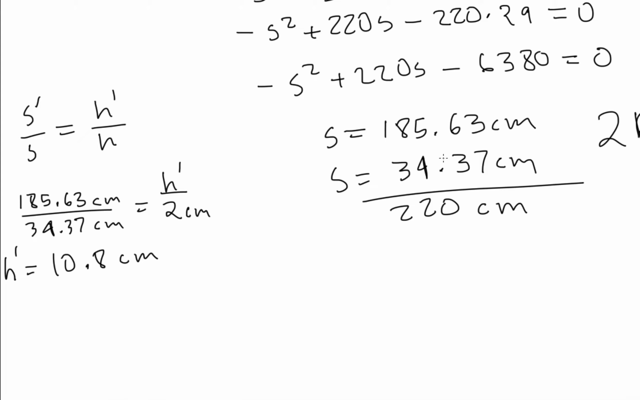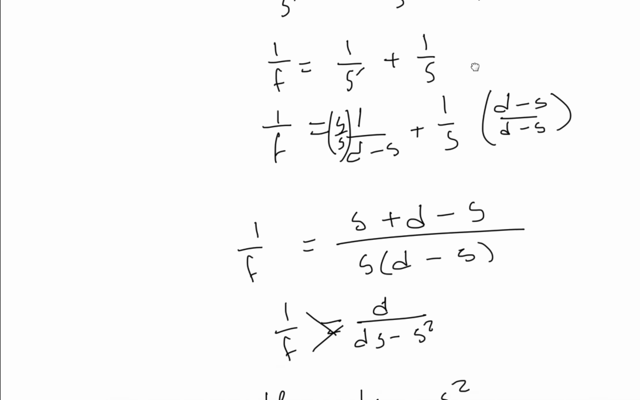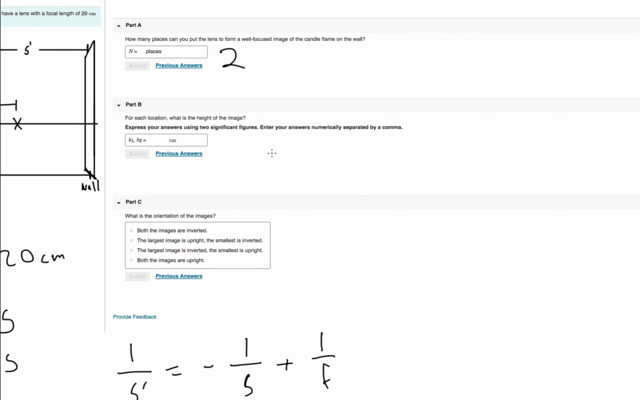Conversely, if s prime is 34.37 centimeters and s is 185.63, multiplying by 2 centimeters again, you should get h prime is equal to 0.37 centimeters. So over here, you should get 10.8, which rounds up to become 11, and 0.37 centimeters.